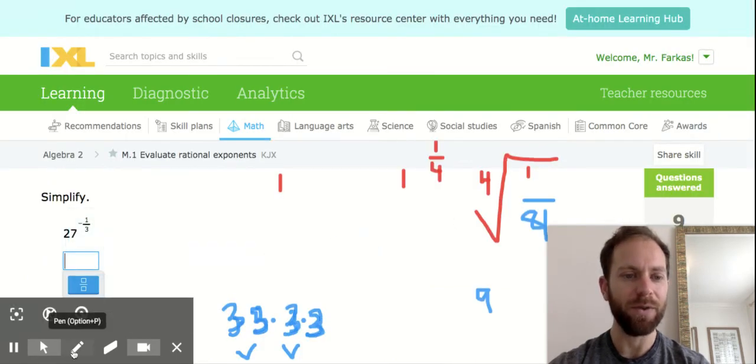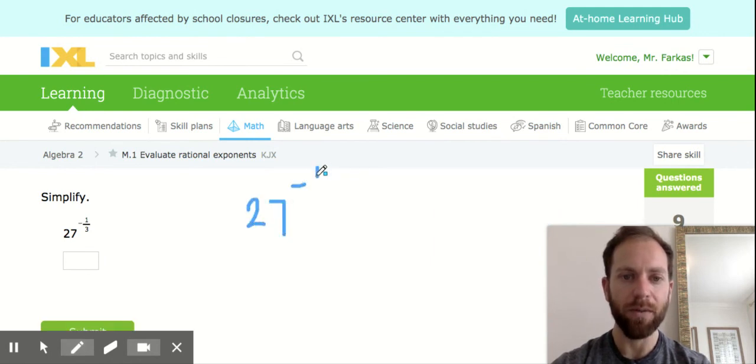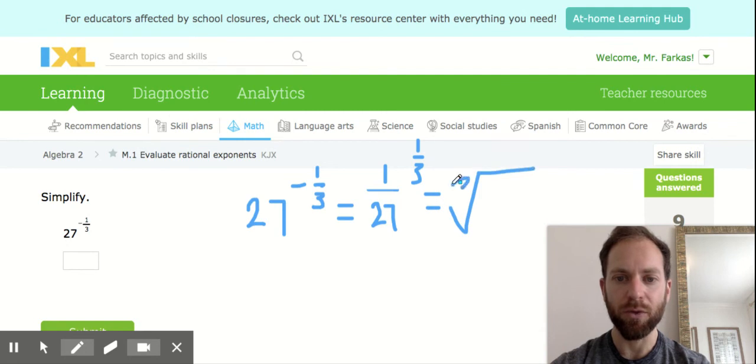Here's a negative exponent. All right, so let's try this one. Let's do this right. 27 to the negative 1/3 power. We could rewrite that as 1 over, remember, negative exponent means you write the inverse of the base, to the positive 1/3 power. And whenever we have a 1/3 power, we can write that as the cube root. So this is just the cube root of 1 over 27. Think of it as the cube root of 1 divided by the cube root of 27.